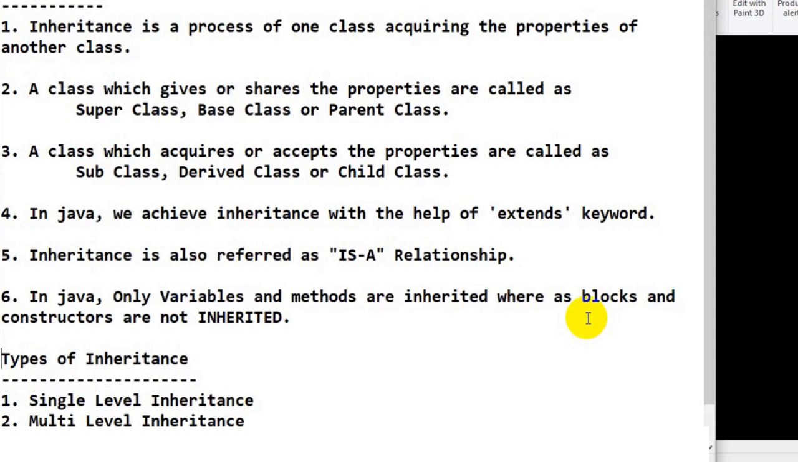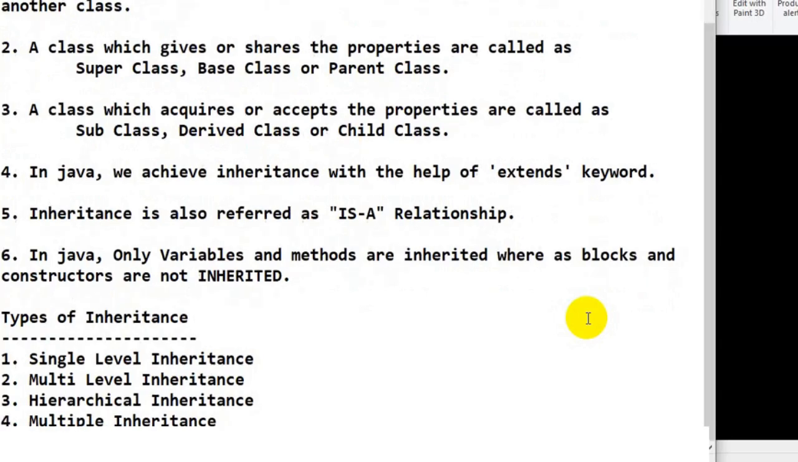There are two types of classes involved. One who gives the properties, another one who accepts the properties. A class which will share the property is called a superclass or parent class or base class, and a class which will acquire the property, we call them a subclass or derived class or child class here. In order to achieve inheritance, which keyword do we make use of? The extends keyword is used to achieve inheritance here. Inheritance can also be referred to as an is-a relationship.